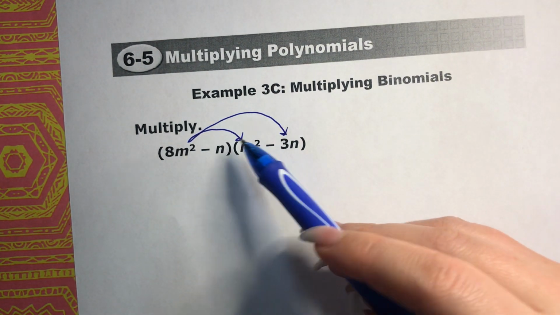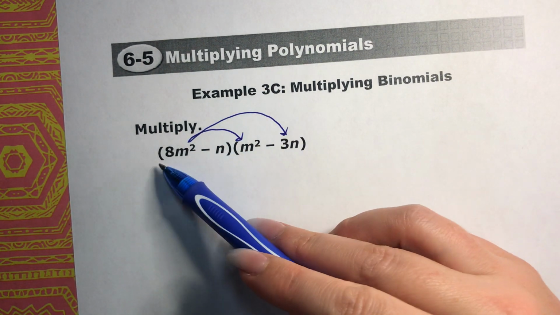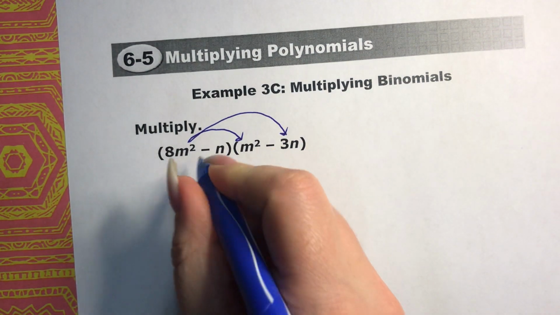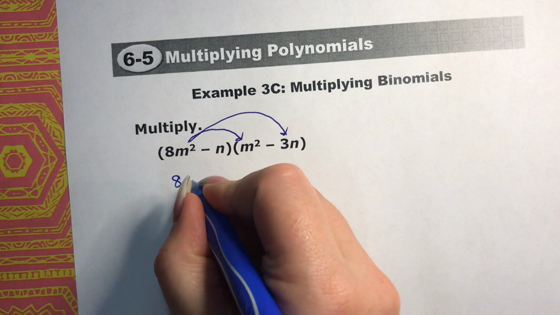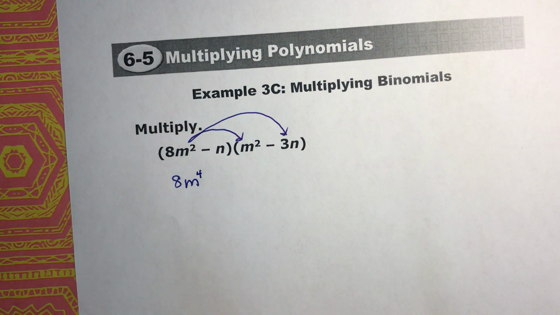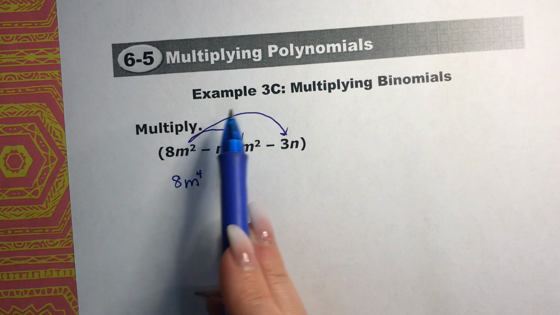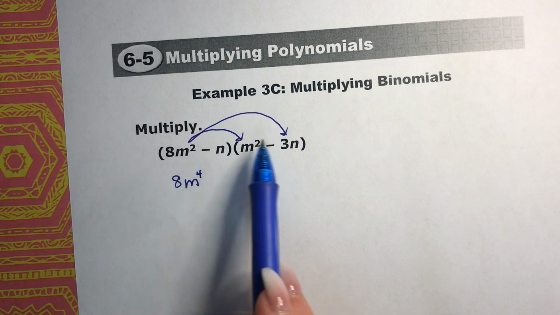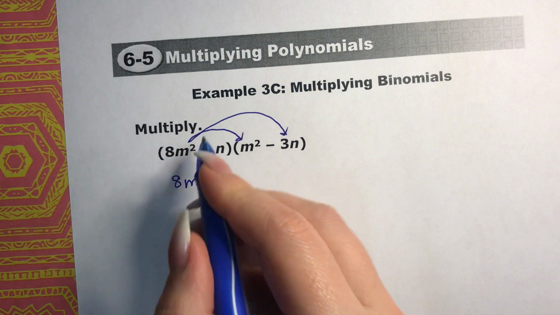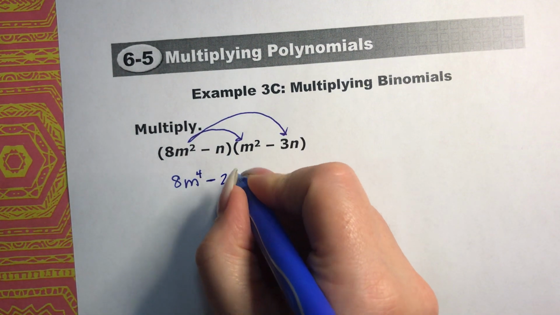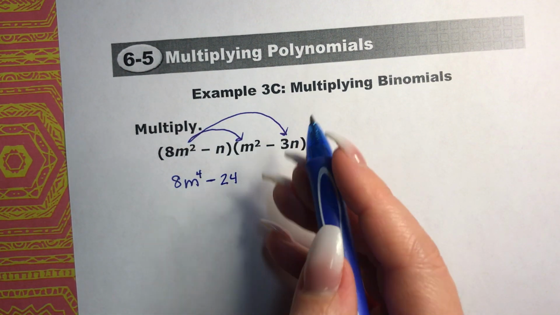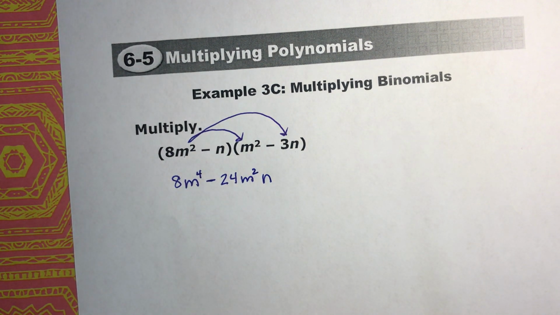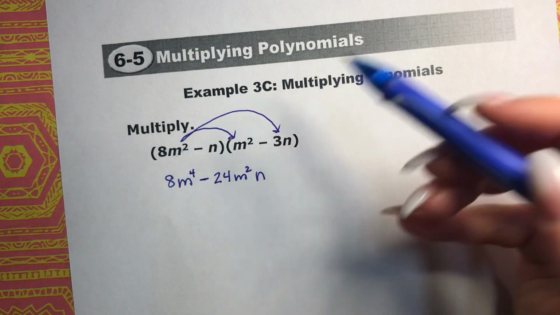Okay, so whenever we have things like this, I'm going to do the numbers first and then the letters. So 8 times 1 is 8. M squared times m squared is going to be m to the 4th, okay? Then I'm going to go 8m squared times negative 3n, so I'm going to do the numbers first. 8 times a negative 3, a positive times a negative is going to be a negative. 8 times 3 is 24. M squared times n is just m squared n, okay? So I distributed this 8m squared to both items.